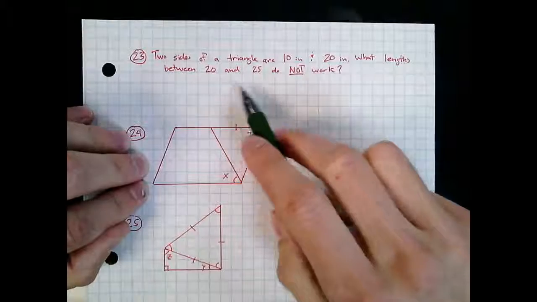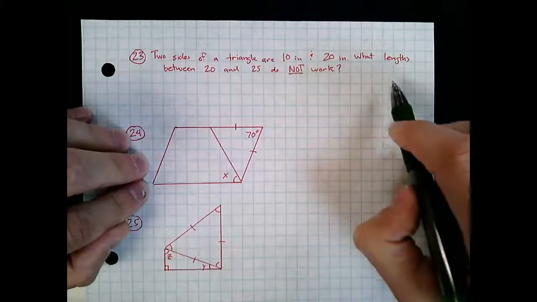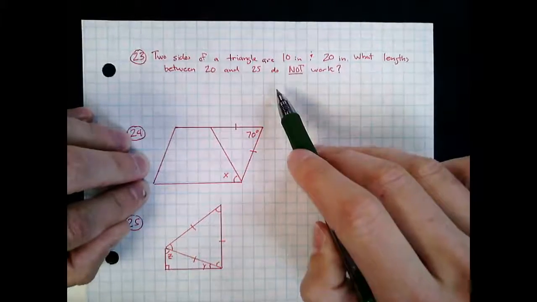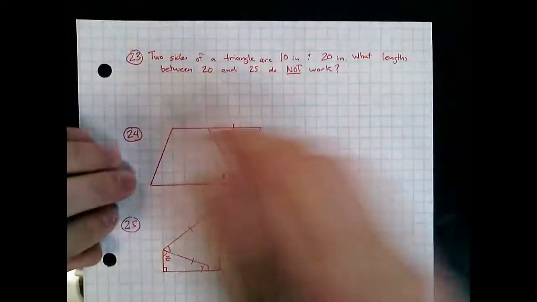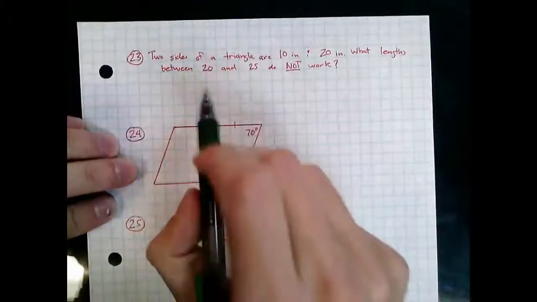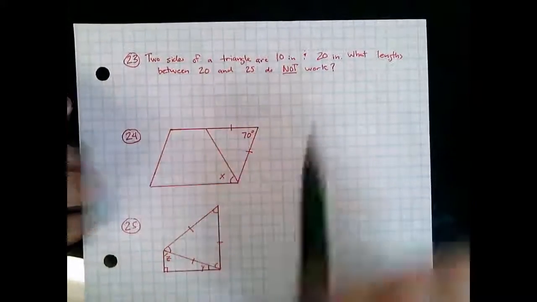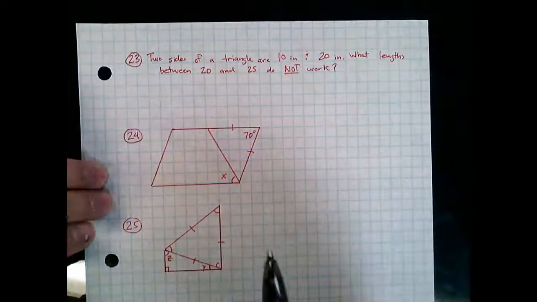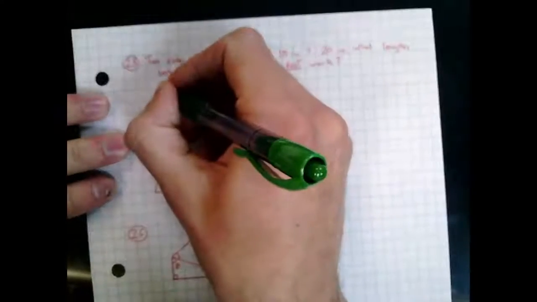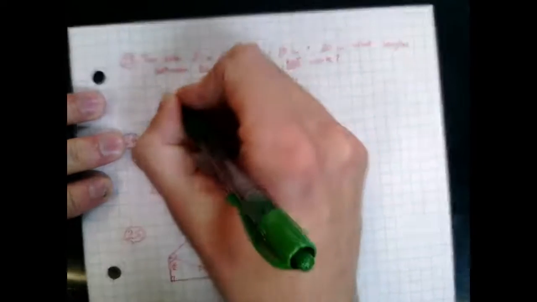23. Two sides of a triangle are 10 inches and 20 inches. What lengths between 20 and 25 do not work? So I changed the wording up a little bit from what's in your book, but it's the same question. So remember that rule we talked about before. No two sides can have a sum that is less than the third side. So let's figure out what does not work.